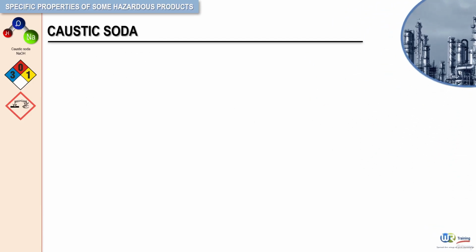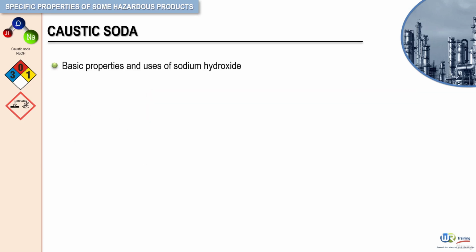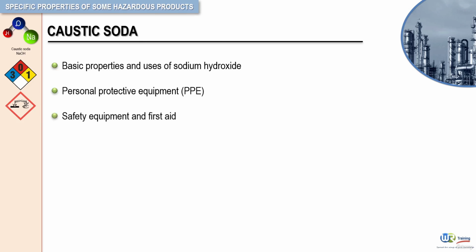This section provides guidelines, recommended practices, and other information for the safe handling of caustic soda. It represents a compilation of current experience and knowledge drawn from various references and from our company guidelines and training programs. While this video covers the safe handling of caustic soda, it is intended to be supplemental to your employee training programs. Topics to be covered by this training video include basic properties and uses of sodium hydroxide, PPE, safety equipment and first aid, acceptable materials of construction, and spill control and mitigation.